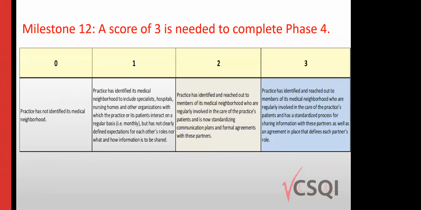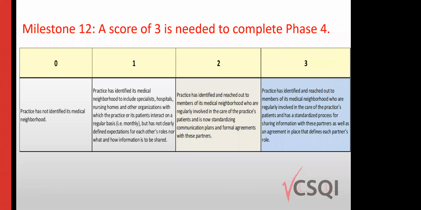A score of a 0 would indicate that the practice has not identified its medical neighborhood. That is to say, the practice really just hasn't sat down and made a list of all the other physician groups and practices that you're going to work with that exist within your market that address all the specialties that you would work with. And a score of a 3 would indicate that the practice has identified and reached out to the members of its neighborhood who are regularly involved in the care of the practice's patients and has put a process in place for how you're going to work with and communicate with those practices.